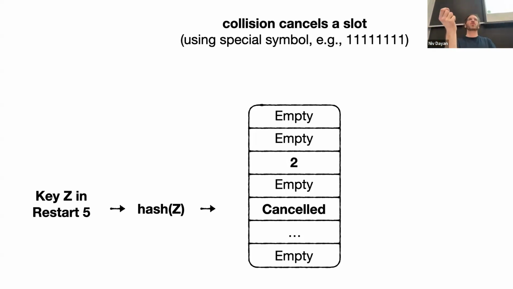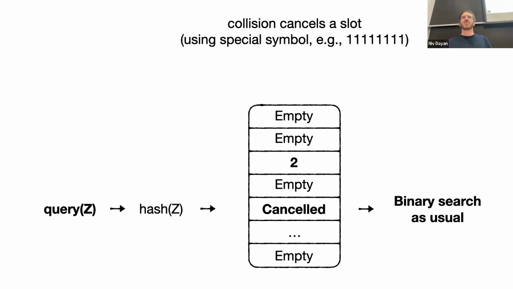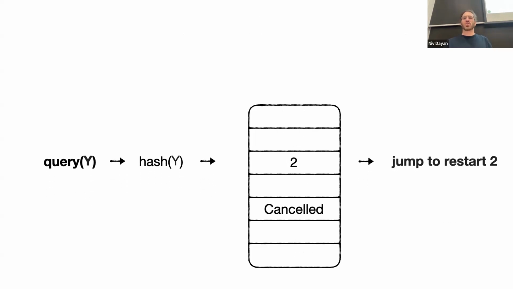So if during search an entry is coming to the slot, and we saw that there's a collision, we're actually just going to default to the binary search that we saw before. We're not going to use anything in this hash table. We failed. Does that make sense? Okay, so if we have a collision, we just do a binary search as usual.